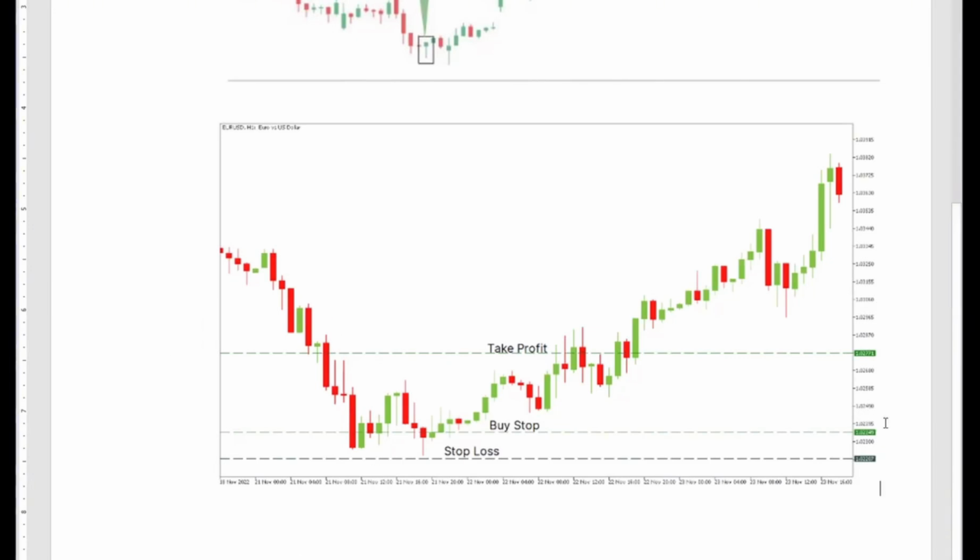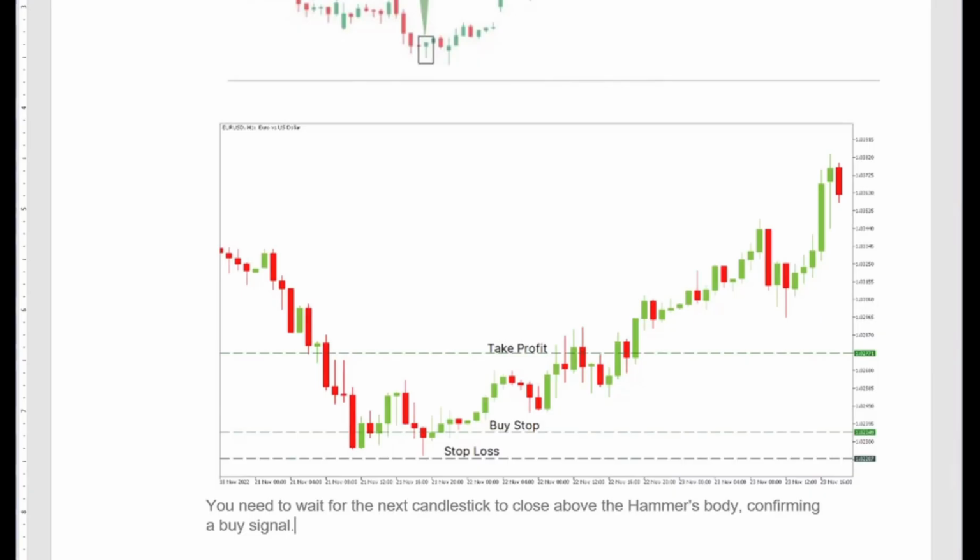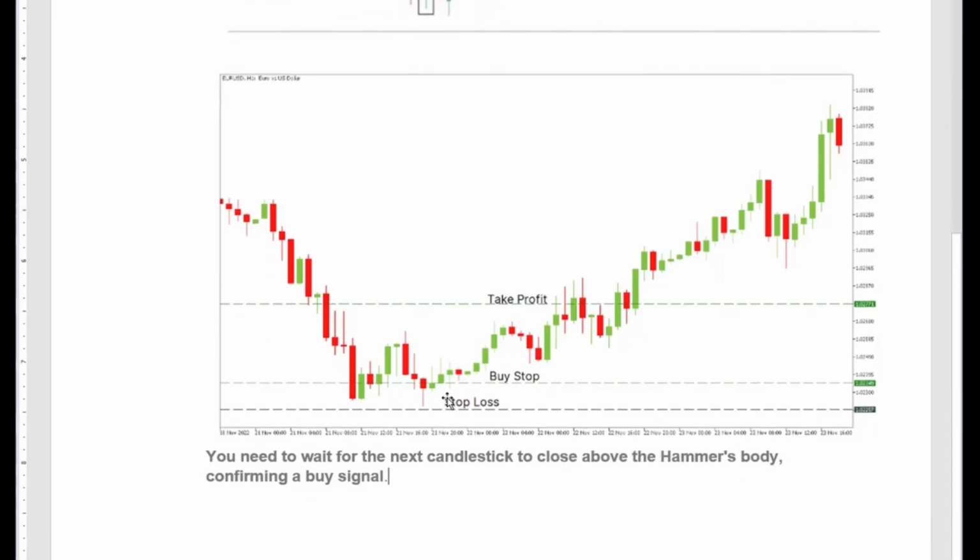You need to remember this sentence. I will bold it. You need to wait for the next candlestick to close above the hammer's body. If the next candle has its body close below the hammer body, we should stay away from that signal. Yeah, because that time is a false signal. Okay, so we need to wait until the next candle after that closes.